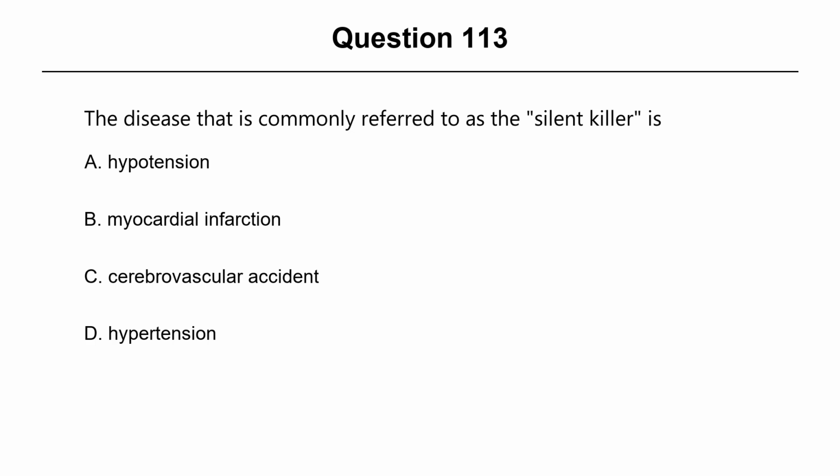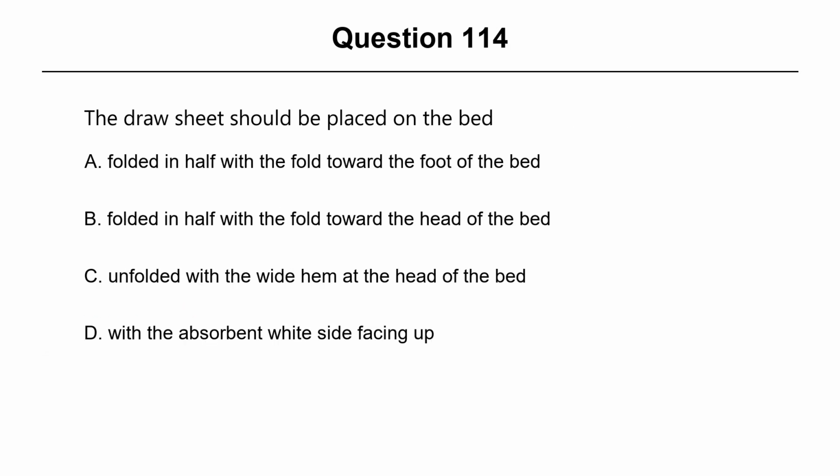Question 113. The disease that is commonly referred to as the silent killer is: Option A, hypotension. Option B, myocardial infarction. Option C, cerebrovascular accident. Option D, hypertension. The correct answer is option D, hypertension.